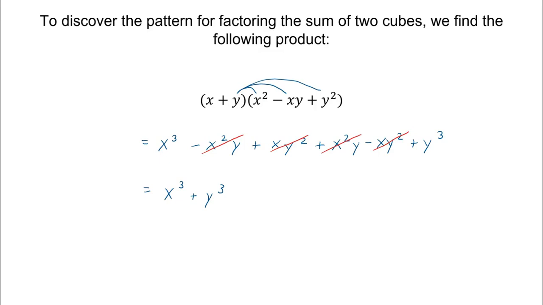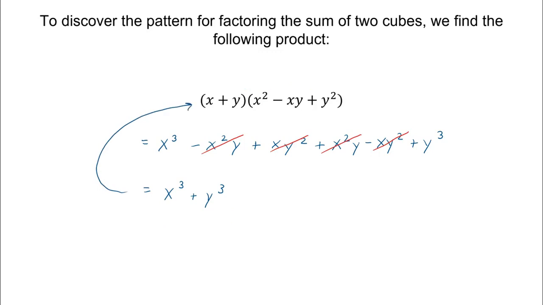This expression, x to the 3rd plus y to the 3rd, is a sum of two perfect cubes. It's a sum, of course, because we're adding two terms. And it's a sum of two perfect cubes because x to the 3rd is a perfect cube and y to the 3rd is a perfect cube. So anytime we have a sum of perfect cubes, the factorization should look like this.